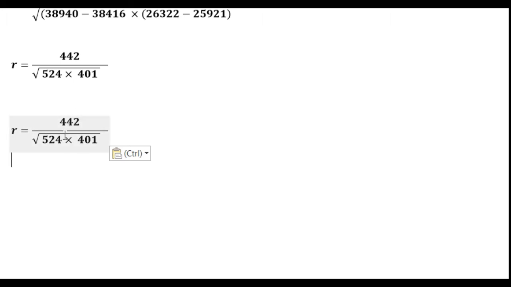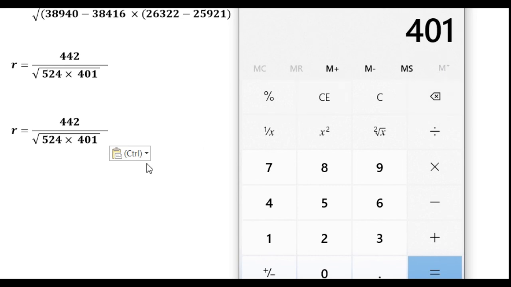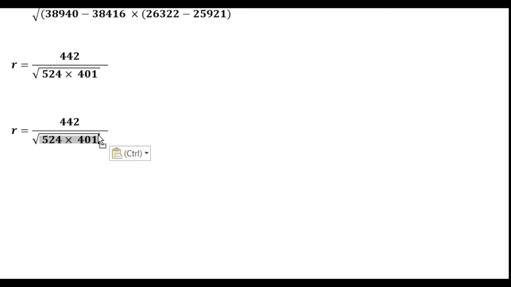Next, the numerator is one value. Here we have to do some calculation. So I need to find the product of this first. So 401 into 524 is equal to 2,10,124. I'll write that here. 2,10,124. Now we need to calculate the root of this.